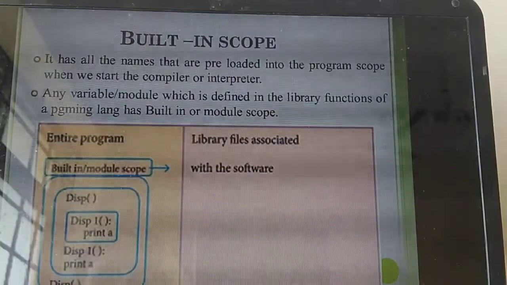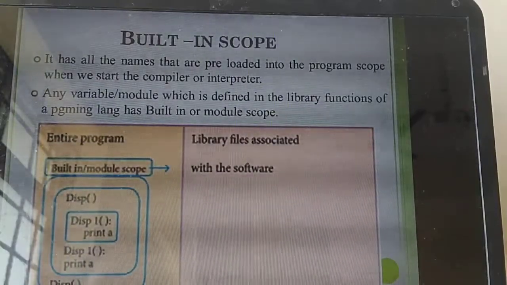Next thing is built-in scope. What's the fourth scope? Built-in scope. Okay.